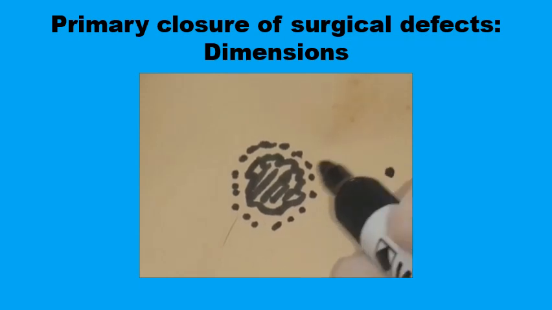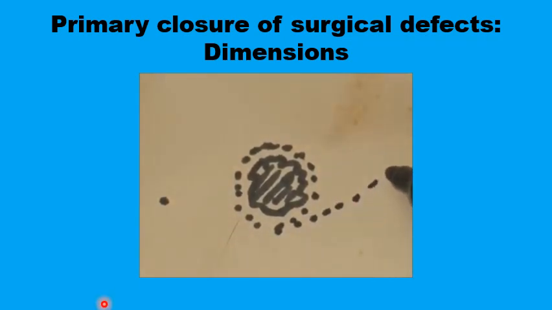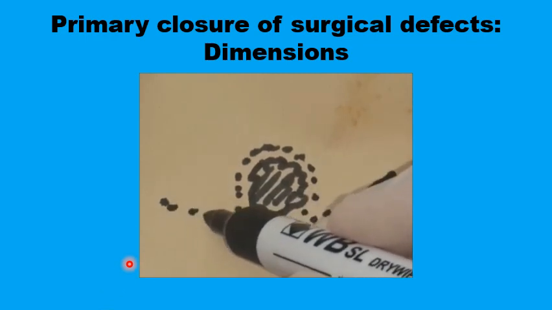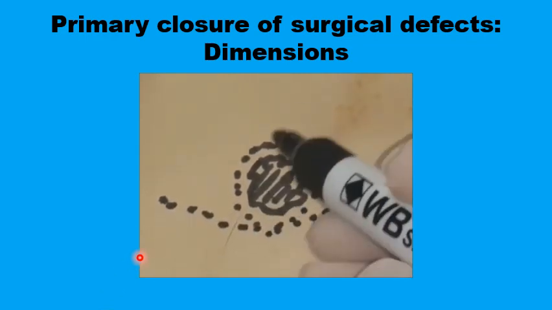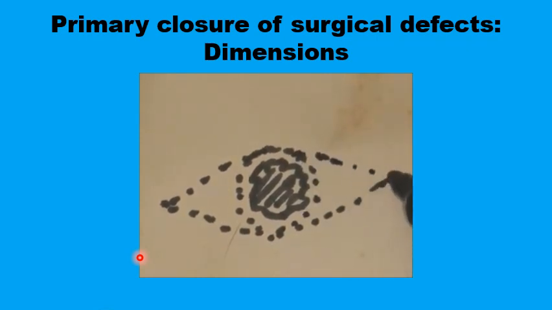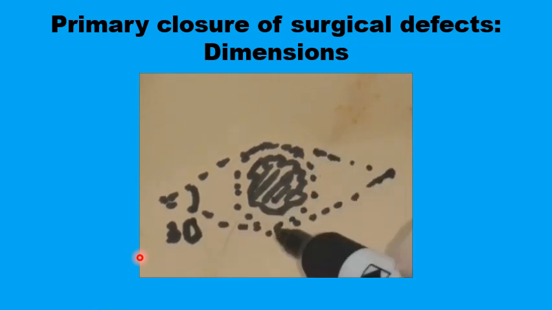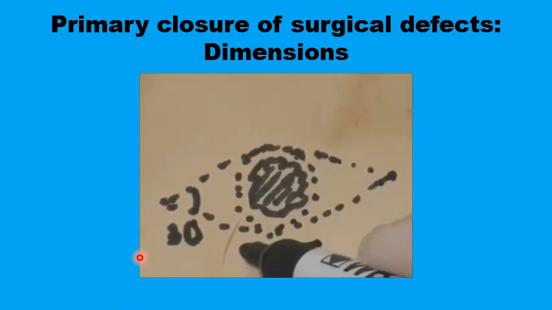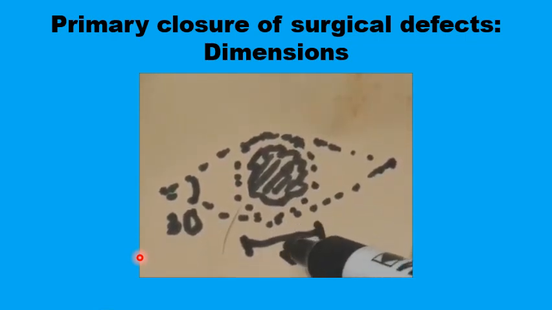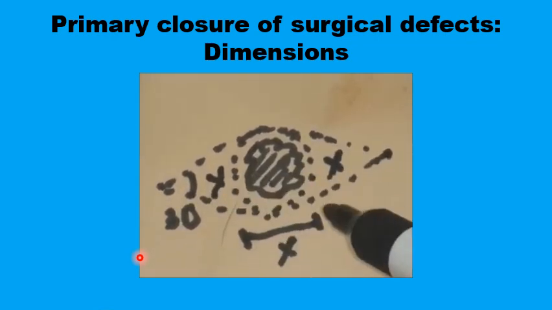And traditionally having an elliptical or a fusiform shaped defect, or transforming a circular or a square defect into an elliptical or a fusiform shape, helped with all these aims. The elliptic form defect would have a 30 degrees angle at the apex and have a length to breadth of 3:1.